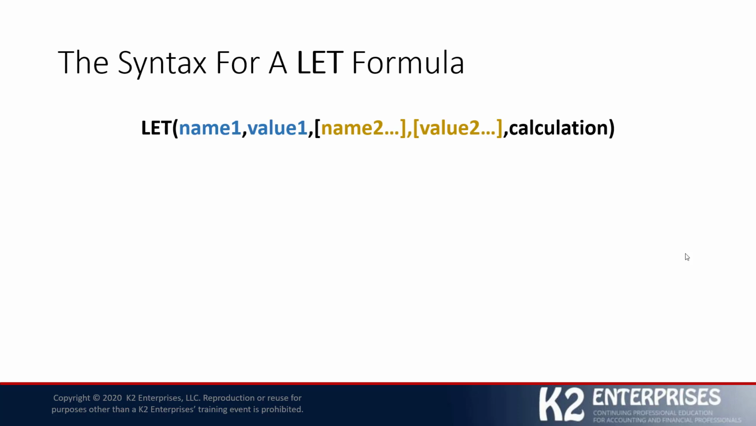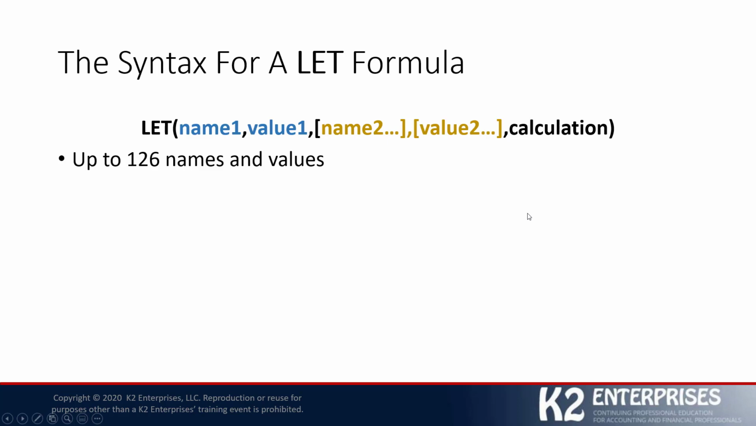We can extend that out, as you will see momentarily, up to 126 names and values. So I doubt any of us would really ever need more than 4, 5, or 6. But if you did have that extreme need, yes, indeed, you could use the LET function to declare up to 126 names and values within the same formula. And then once you declare all of those names and values, you can use them in any other formula, any other calculation that you might want to embed inside this LET formula.